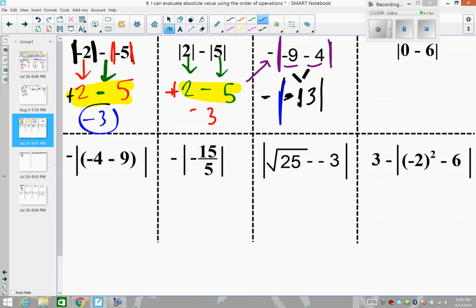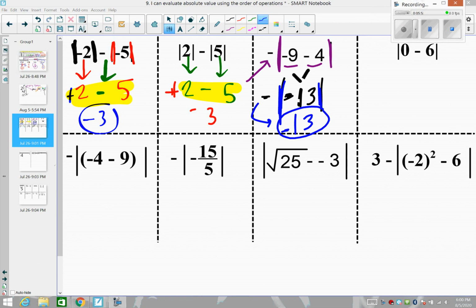So the question is, how far away are we from 0? We're 13 units away from 0. But we need to take the opposite of that. So the result of that would be negative 13. All right. So that is the idea of PEMDAS. Okay, so let's go ahead and take a look at this next question.